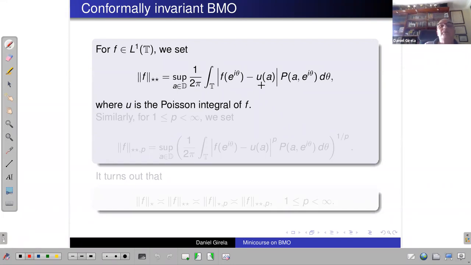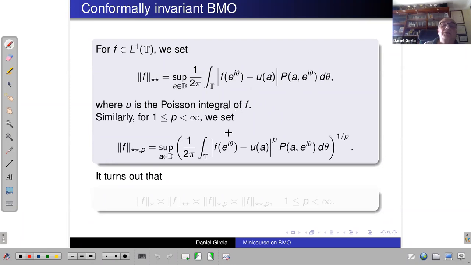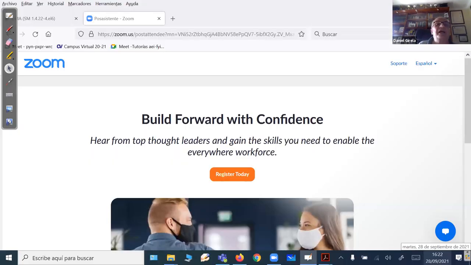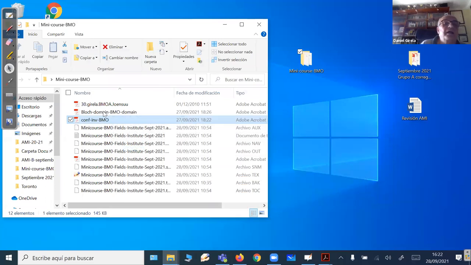We can do this for p equal to one, and we can also do this for any value of p. We take F, we take the Poisson integral at a point a, and then it turns out that this quantity is equivalent to F star. Let's see more or less what the idea is. Of course, I am not going to prove this. To prove this, one uses some Calderón-Zygmund ideas, but let me show the idea.